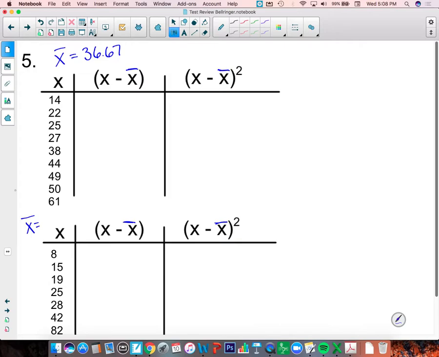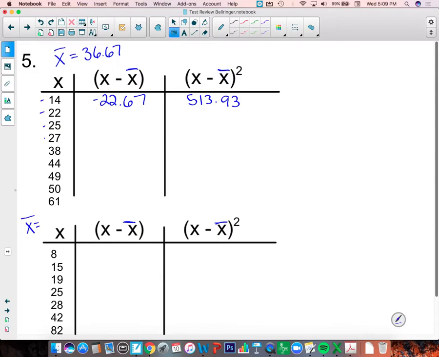Then we need to take the average away from each of these numbers here. Okay, so subtract the average from each one of those, and then you square it. So 14 minus 36.67 gives you negative 22.67. And you can do these both at the same time, because you're going to have that 22.67 stored in your calculator, so you just square that number. Okay, so square that number, and I get 513.93.